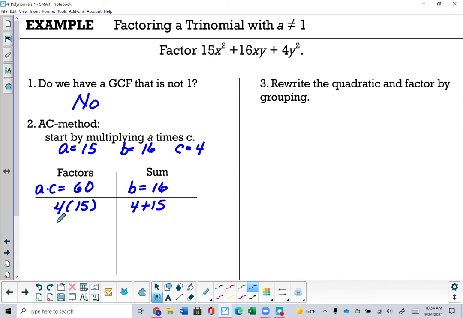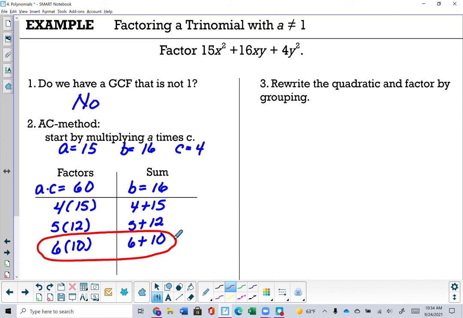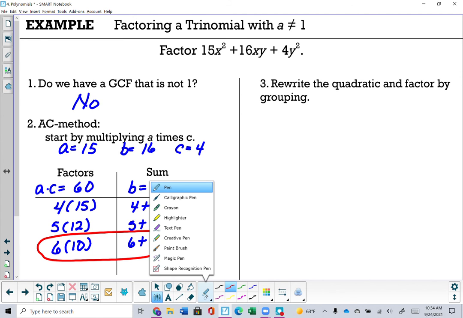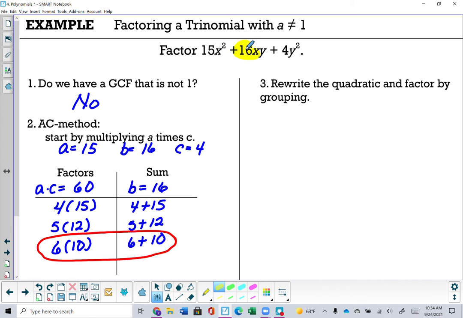What if we did 5? 5 times 12, 5 plus 12, that's even closer, that's 17, so 6. 6 times 10. All right, 6 plus 10 is 16. That's exactly what we needed. So notice I did not start with 1 times 60. I just jumped straight to what I thought was getting me closer to where I needed to go. So now let's rewrite this quadratic by rewriting that middle term, 16xy.